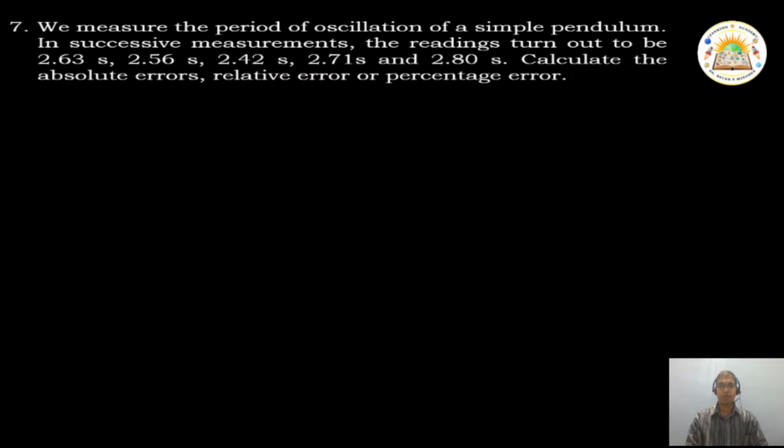Now, before we get into this, let's have a look at what a simple pendulum is. A simple pendulum is nothing but a bob that has been suspended using a string. And the to and fro oscillations of this is what we are going to measure here as the period of oscillation. Now, to begin with, they have given us 5 readings.